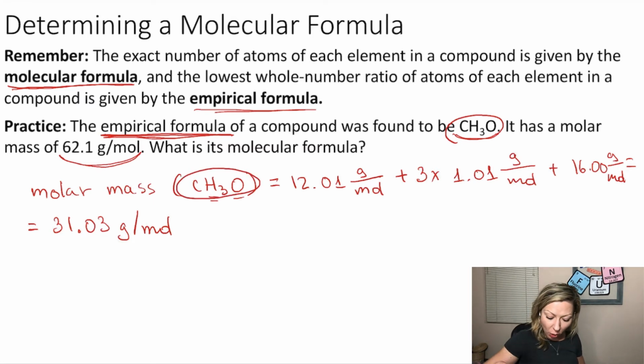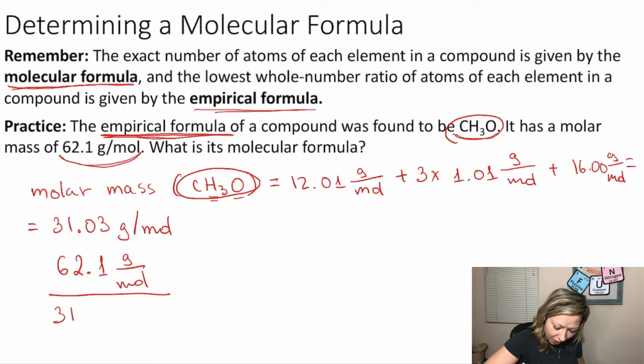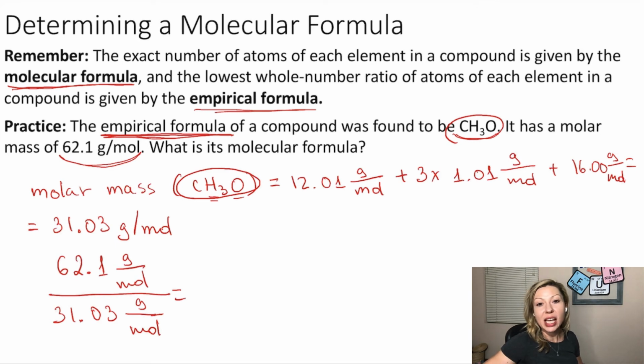And we know that the molar mass of the molecule is 62.1 grams per mole. So I can simply take 62.1 grams per mole, divide that by 31.03 grams per mole, and that is going to give me the number by which I have to multiply up each atom to get the molecular formula. So if you do that, you are going to get approximately 2.